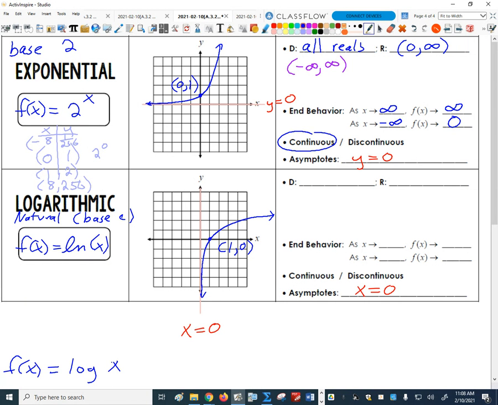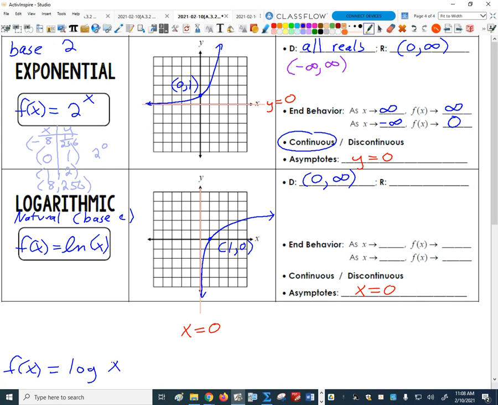What's the domain of that? What's the set of all the x values that the ant could ever step on? Yeah, it's 0 to infinity, isn't it? Right? And we need parentheses there, don't we? Because it can never get to an x value of 0. Okay? What about the range?